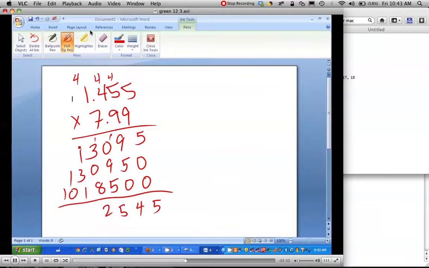Yeah, I ended up getting 11,62545. Okay, now I need to add up how many numbers were behind the decimal point in my original problem, right? So I got 1, 2, 3, 4, 5 numbers behind the decimal point. So I have to have 5 numbers behind the decimal point in the second part of the problem. 1, 2, 3, 4, 5. So I'll end up with this number 11.62545.